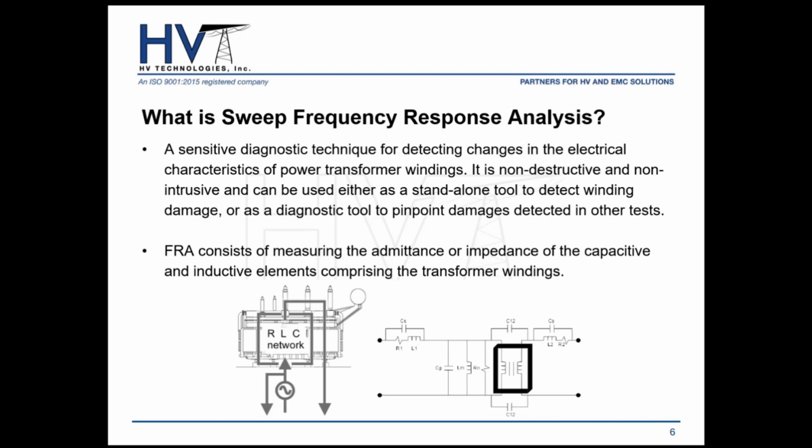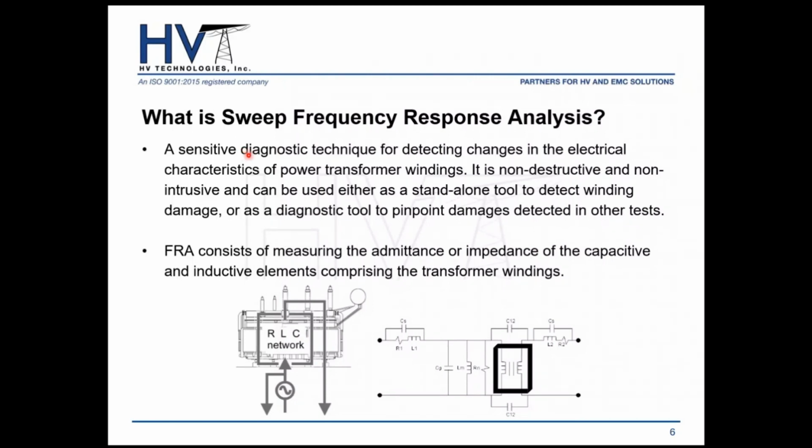The FRA basically consists of measuring the admittance or impedance of the capacitive and inductive elements that comprise the transformer winding. So basically, a transformer is a complex network that consists of resistive, inductive, and capacitive elements. With the sweep frequency analysis, what we're doing is inputting a voltage signal on one side, and then we're reading the response or the transfer function of the transformer on the other side, and that way we come up with a curve.